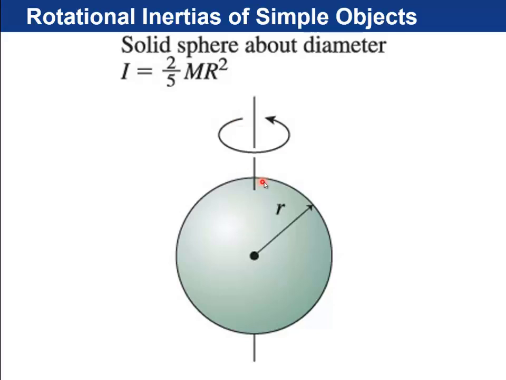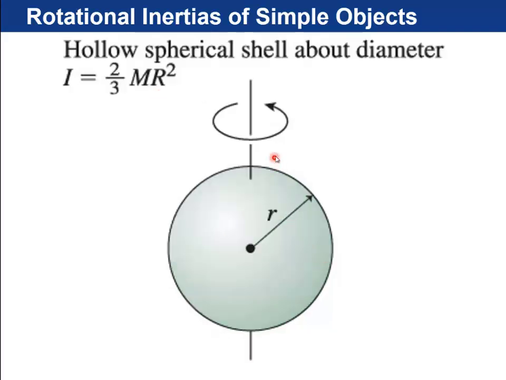For a solid sphere, you can do this integral. It turns out to be 2/5 of the total mass of the sphere times r squared. That's if this mass is totally filled. If it's a hollow spherical shell, like a ping pong ball, then it turns out to be 2/3 times mr squared, which is bigger than 2/5 because more of that mass is further away from the axis.